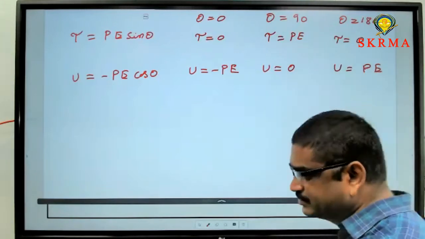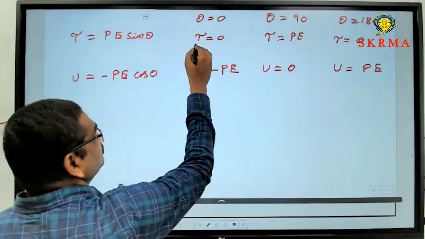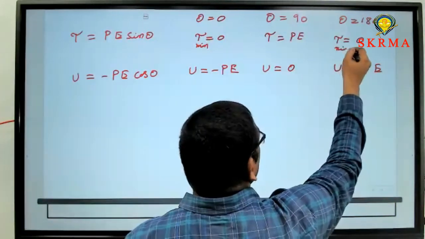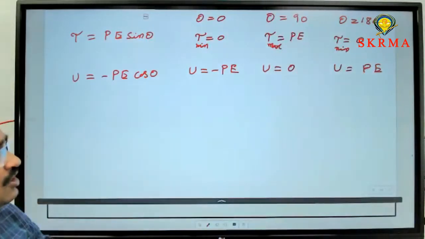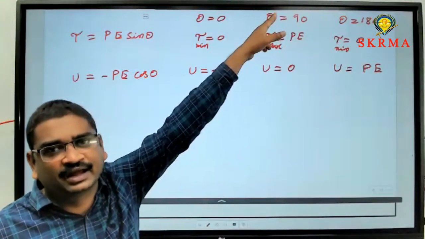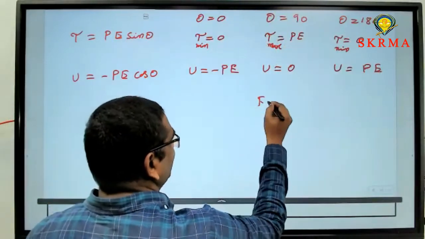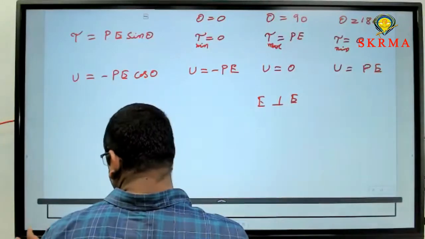Can you write the maximum and minimum values for torque? This is the minimum value. This one also minimum. This is a maximum. So torque is maximum when theta equals 90 degrees, that is, when E and P are perpendicular to each other.